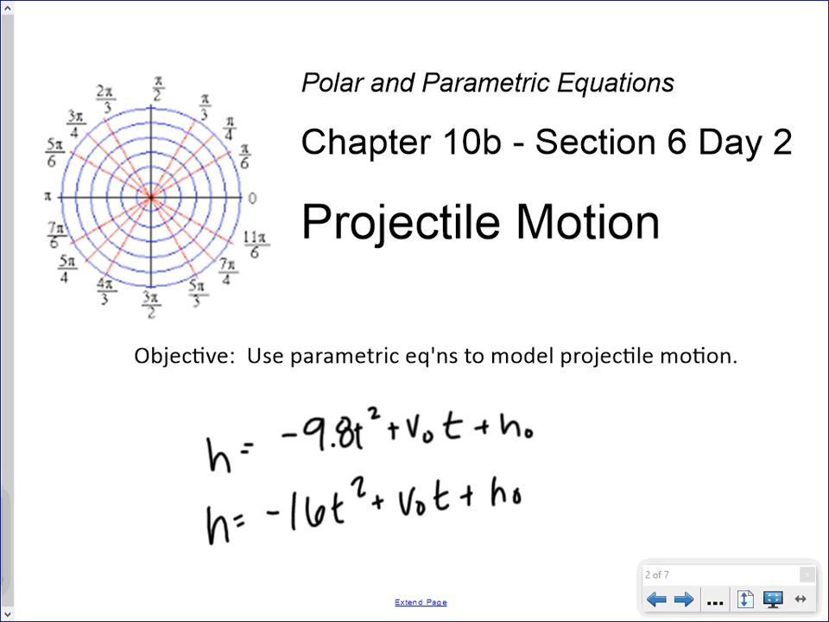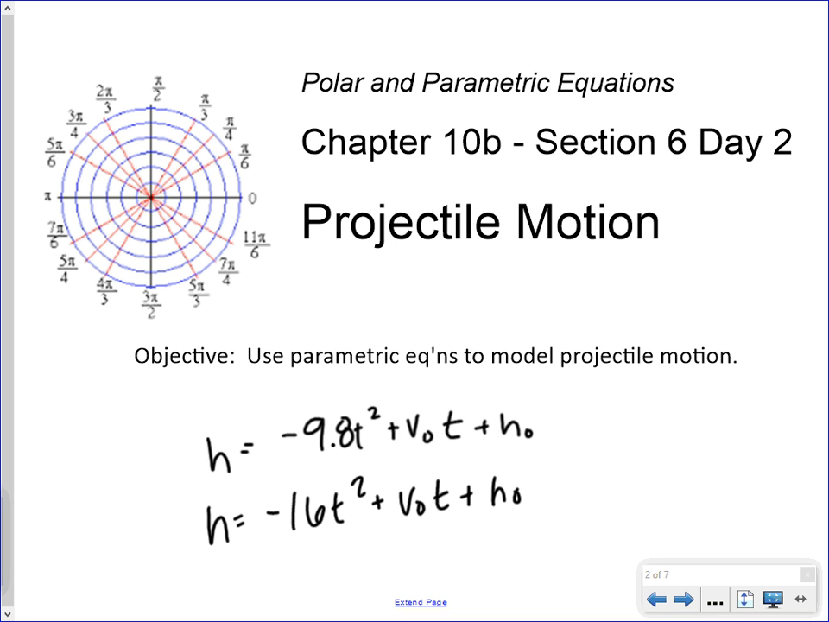Like gravitational force. Okay, and that's what the negative 16 is coming from. One is meters per second, which you're more likely to use in science class, and the other one is feet per second, which you're more likely to use in math class. Okay, so they're really the same equation, just in different units.